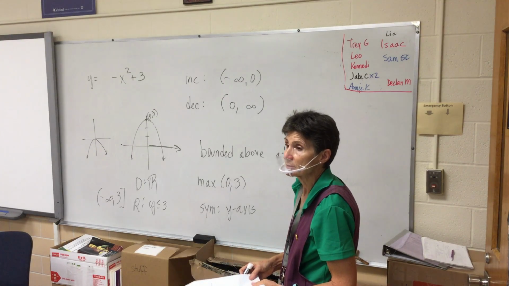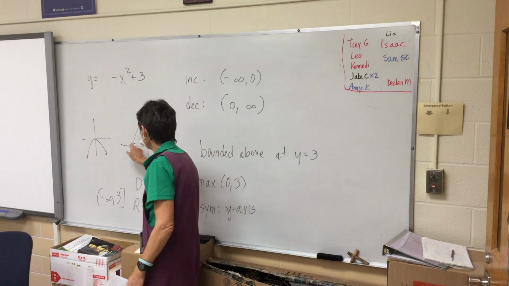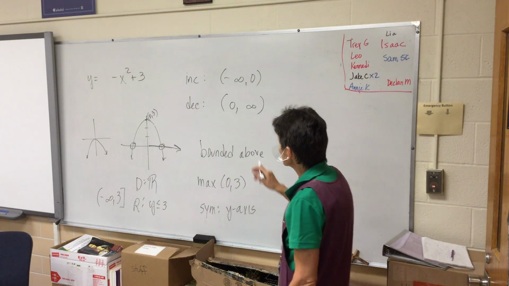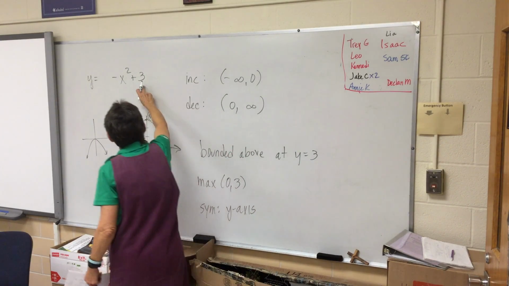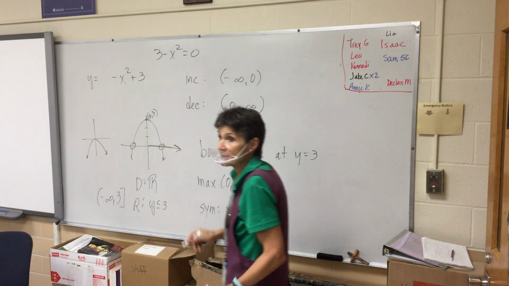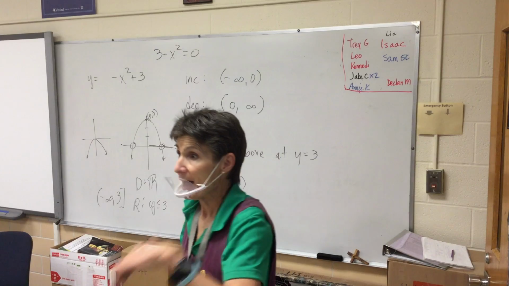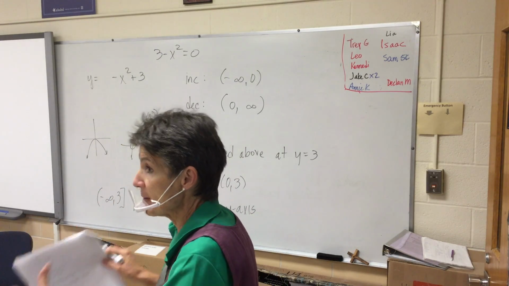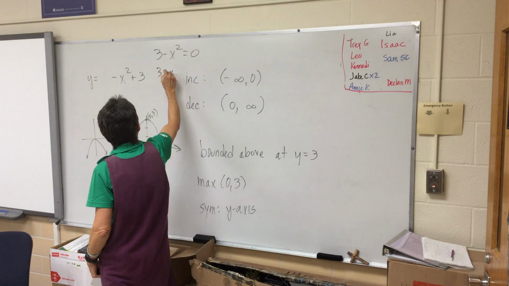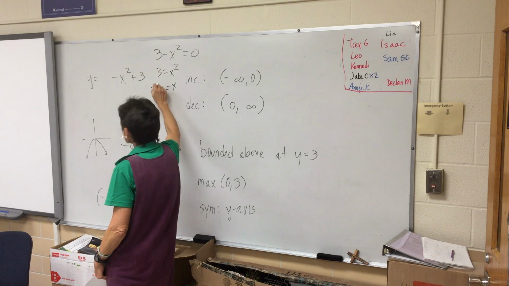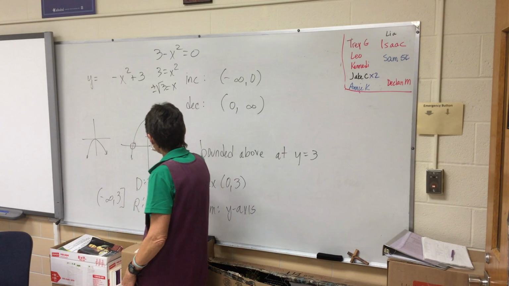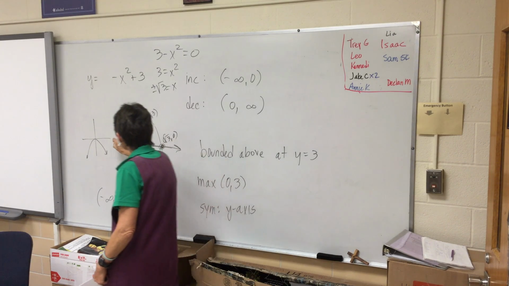And what about zeros? According to my picture, there are a couple of them, right? I have no idea from that picture where they are. So I'm going to take my equation, which was 3 minus x squared, and I'm going to set it equal to 0, because that's what zeros are: values of x that make the function 0. So what happens when I solve that? 3 equals x squared, and x equals plus or minus root 3. So my zeros are at root 3 and negative root 3.